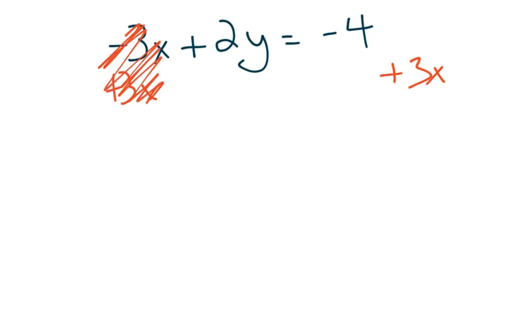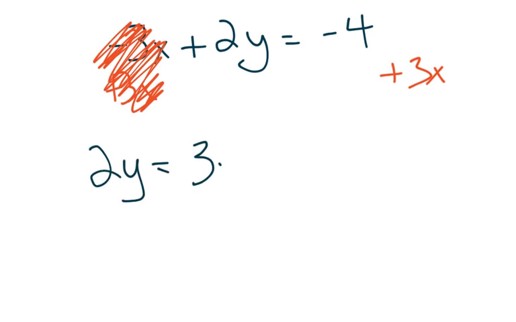It's going to go away from here. So whenever something changes sides, it changes its sign. Anytime that you need to move something from one side of the equation to the other, you are going to be changing its sign. There's no doubt about it. So we have 2y equals 3x minus 4.